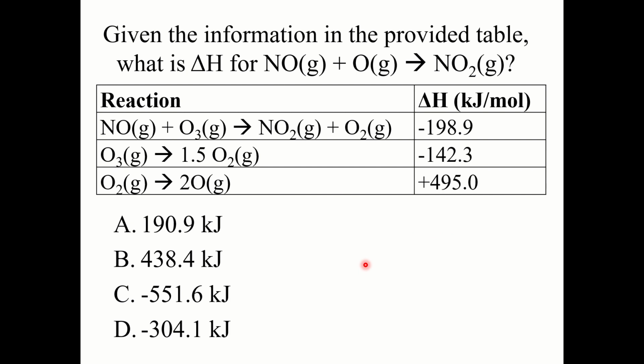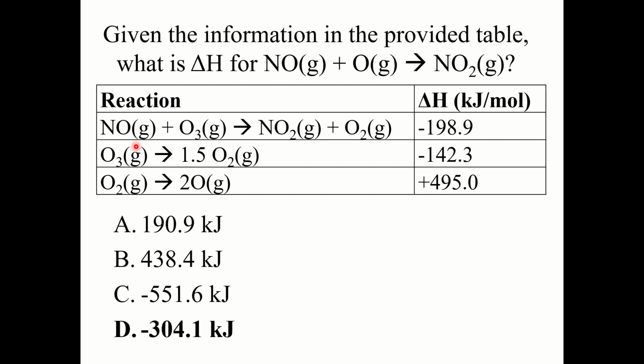Okay, the correct answer here is D, negative 304.1 kilojoules. So here I would take equation 1 and I wouldn't change it at all since it has NO2 and NO. They are both on the correct side and they both have the correct coefficients. Then I would look towards oxygen. I need one oxygen on the left side. This equation has two oxygens on the right. So I would take this reaction right here and I would flip it and I would divide it by 2.